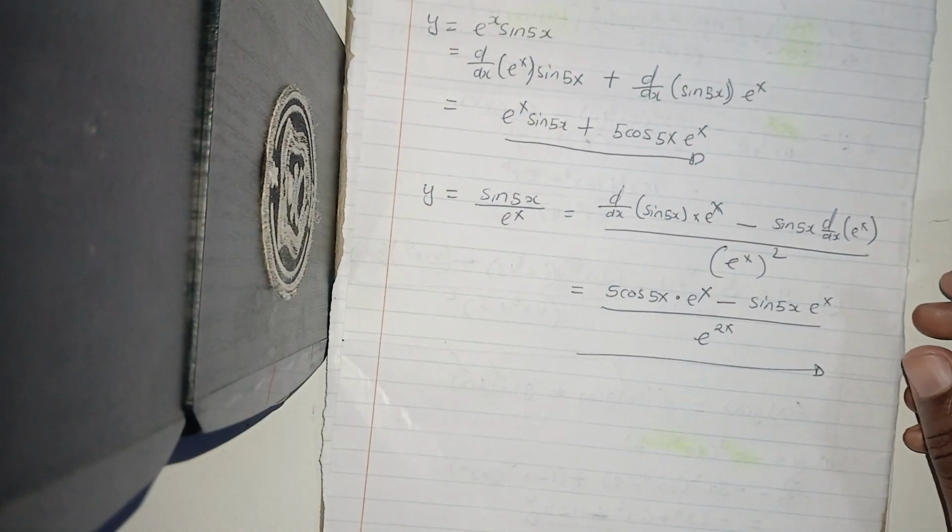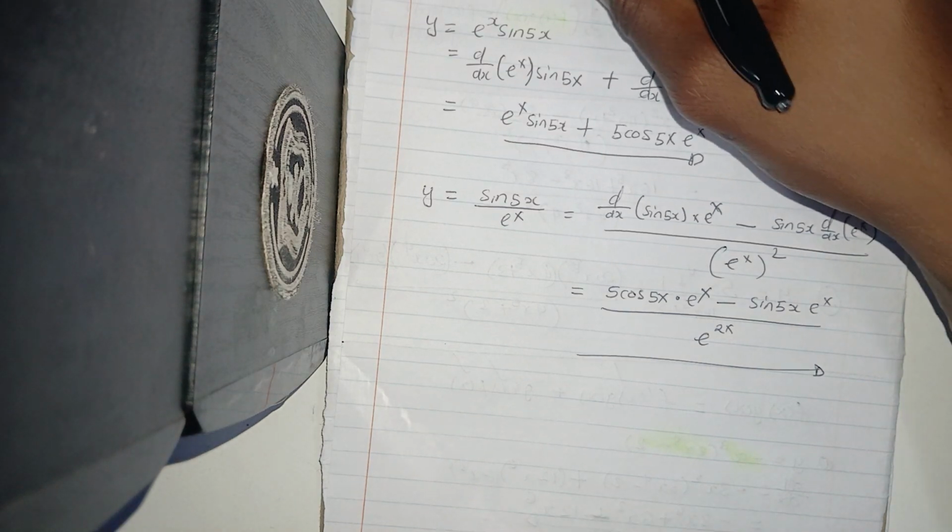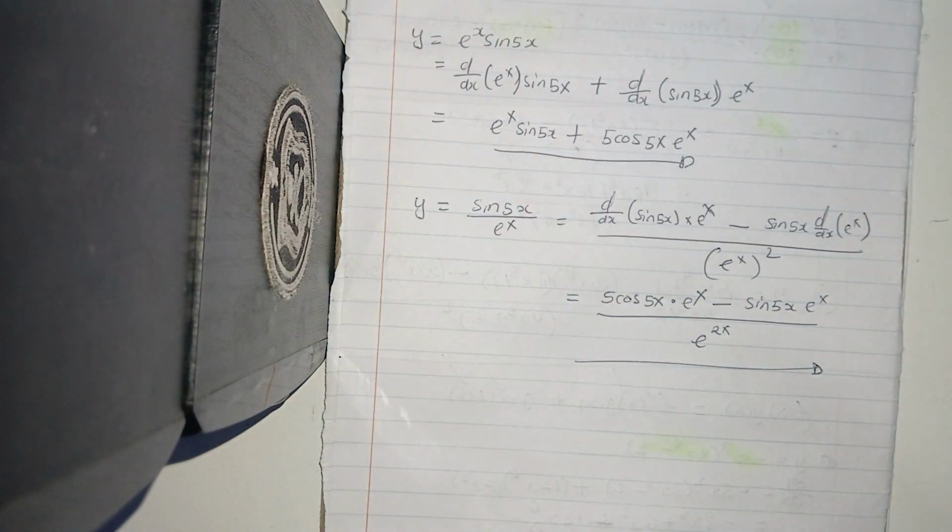So that, guys, we are done with quotient and product rule. Now you know it so well, you can also solve any complex question that is dealing with quotient and product.